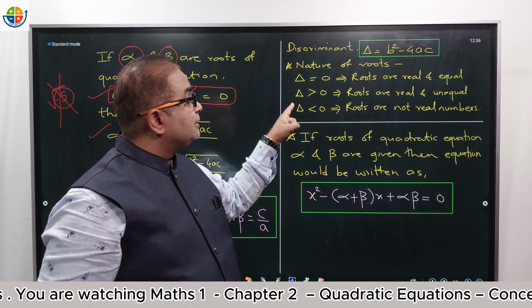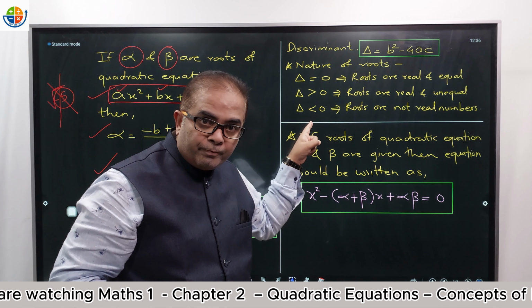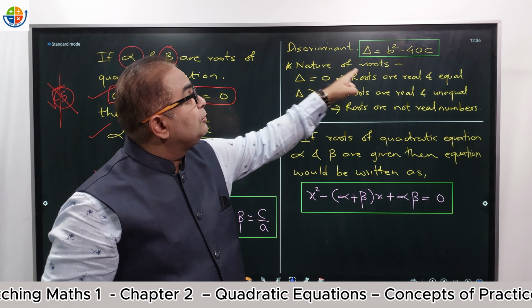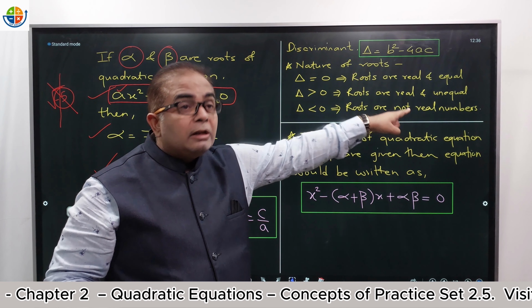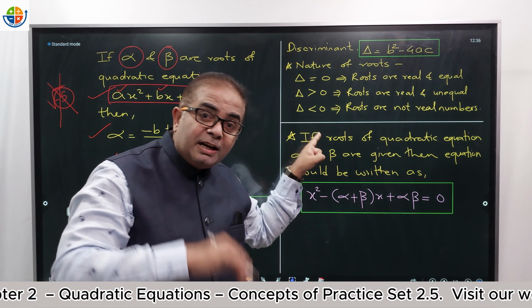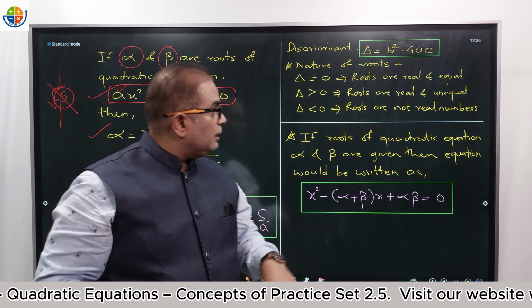This delta, that is discriminant, should not be negative. If it is 0, roots are real and equal. If it is greater than 0, roots are real and unequal. But if it is less than 0, that is negative, roots are not real.